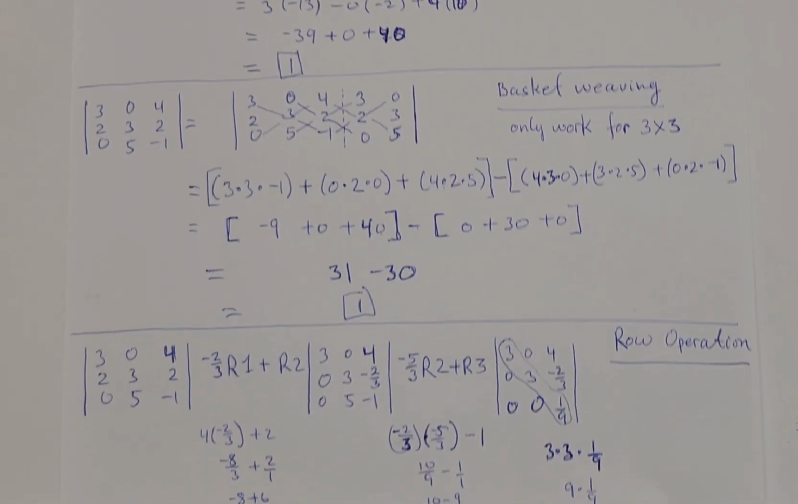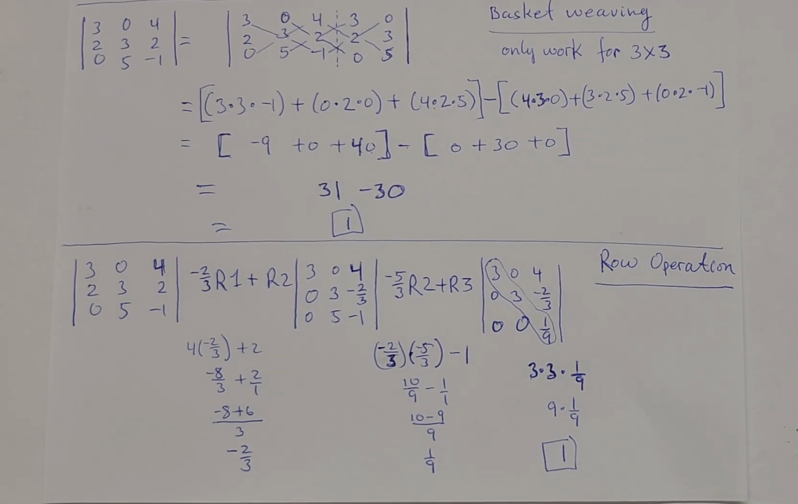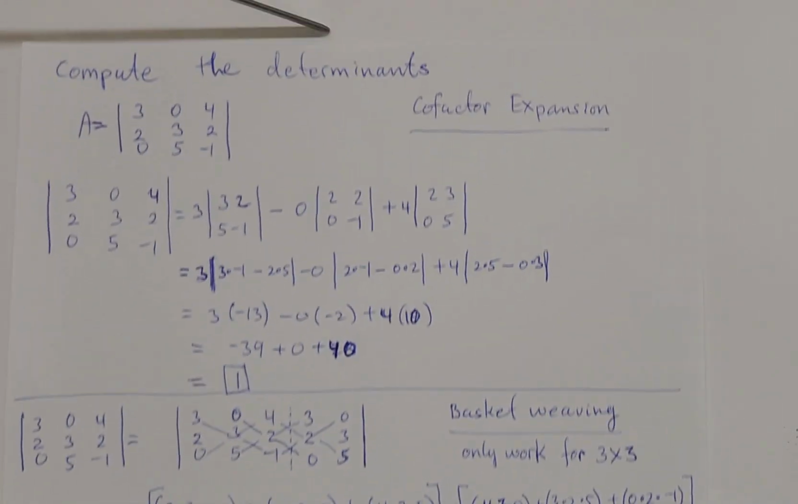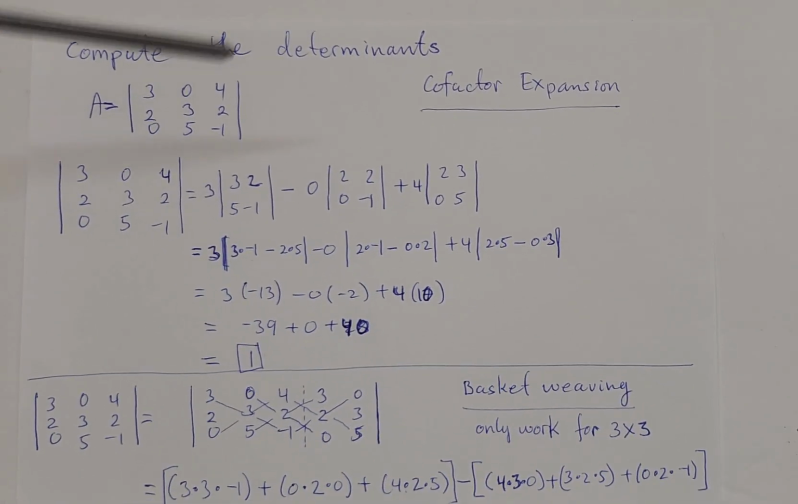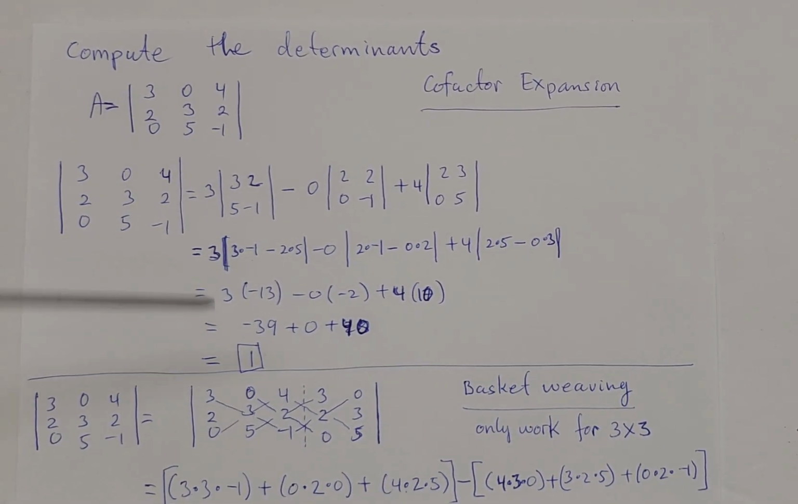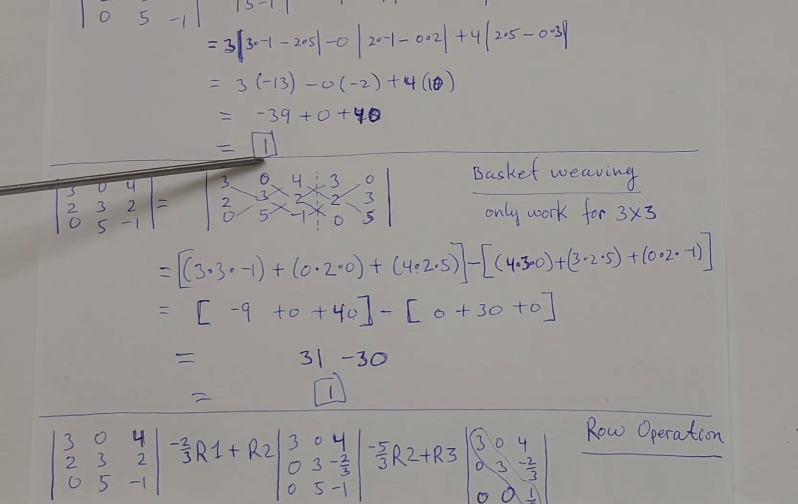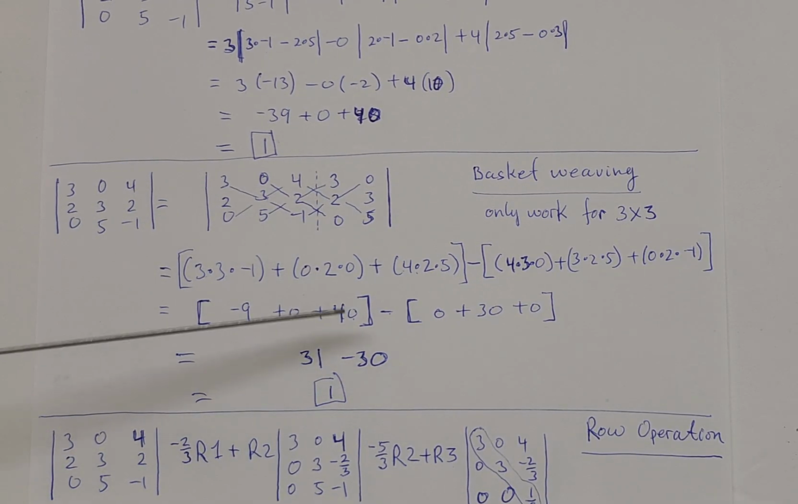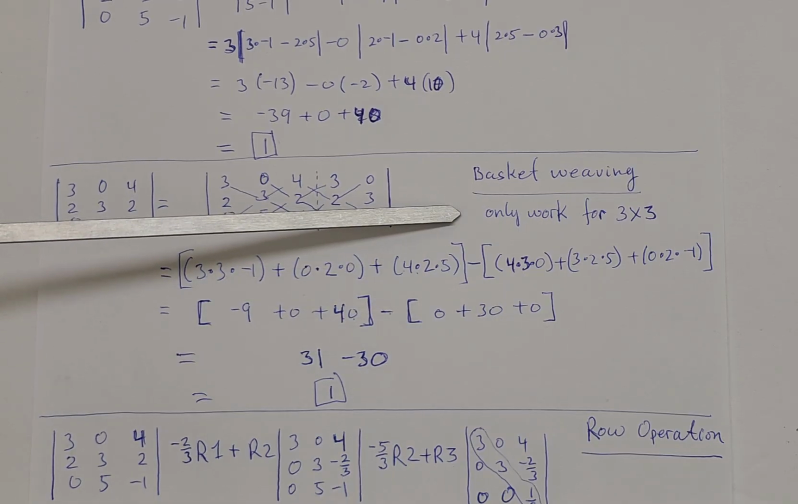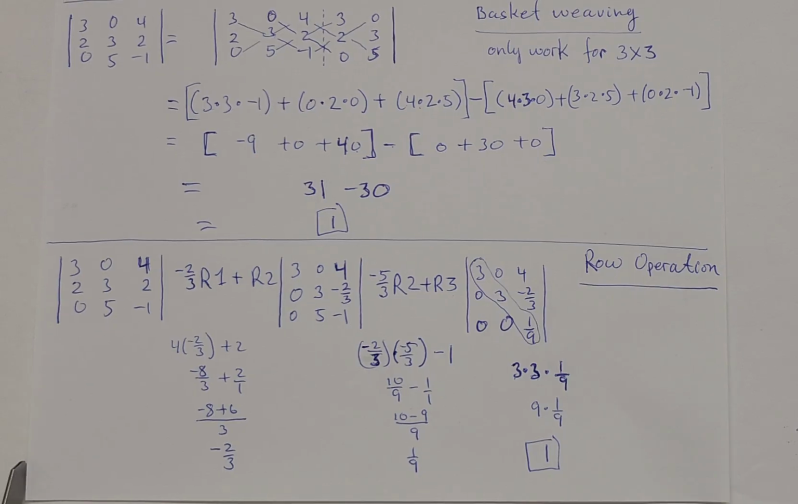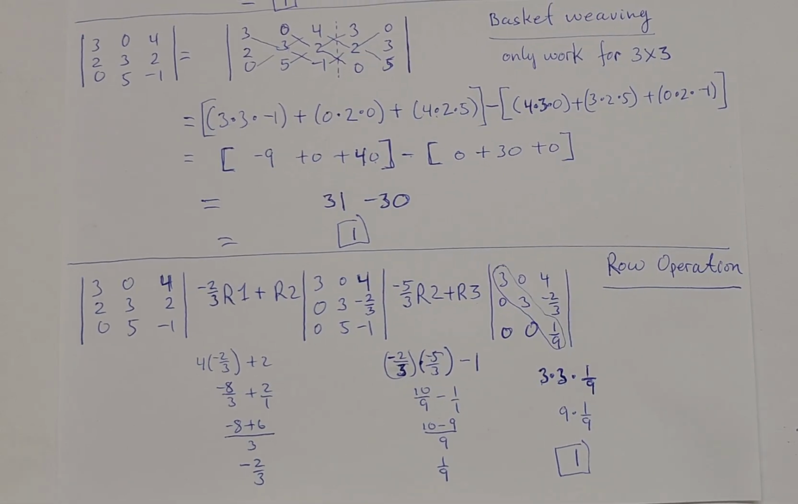Now the last method is called the row operation. I've shown you 3 methods. The first method was called cofactor. The second method is called basket weaving. As you can see, same result, but be very careful: basket weaving only works for 3 by 3. And the last method is called the row operation, which by now you should know how to do.